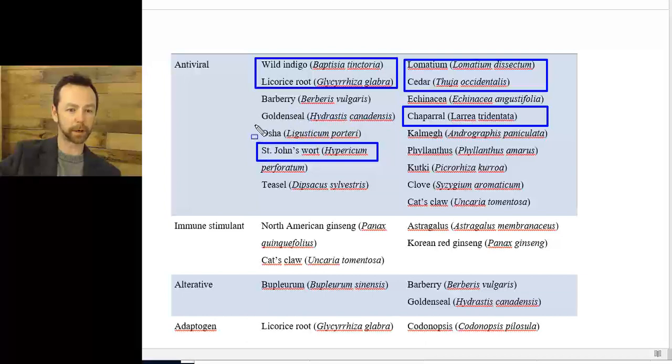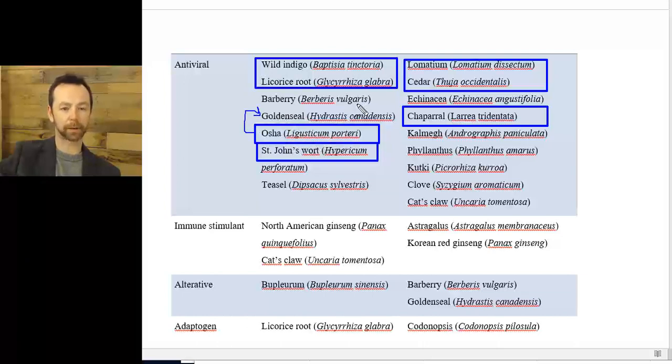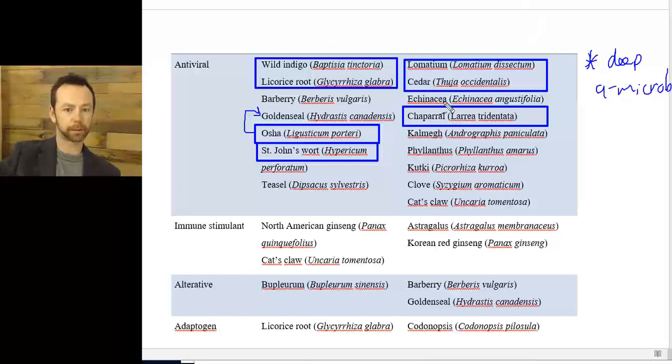Another one that definitely belongs in here is Osha, but Osha, I would say, also probably has an action a little more similar to goldenseal. It is definitely a deep acting antimicrobial. So I'll highlight those right now as well and put little stars beside some of the deep antimicrobials. This won't be specific to viral, but let's put little stars beside them.